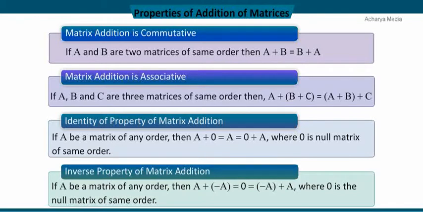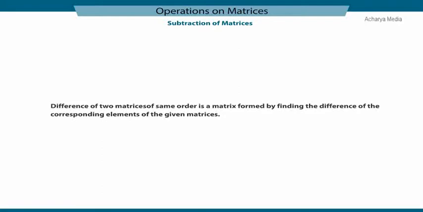Inverse property of matrix addition. That is, if A is a matrix of any order, then A plus minus A is equal to 0, which is equal to minus A plus A, where 0 is the null matrix of the same order. Next, let us discuss the property of subtraction. The difference of two matrices is a matrix formed by finding the difference of the corresponding elements of the given matrices.